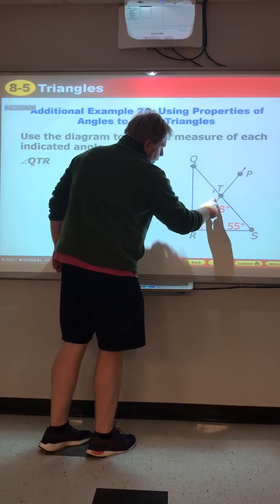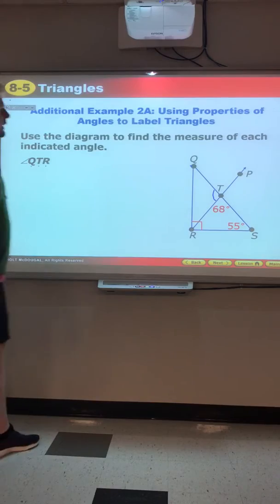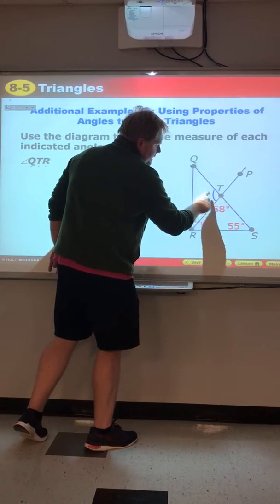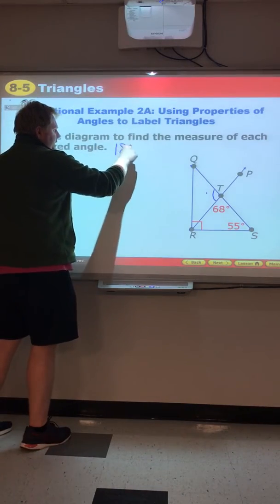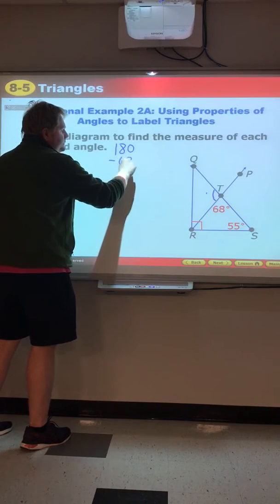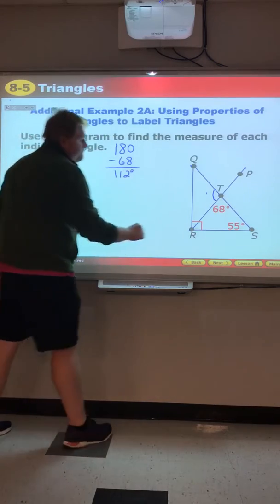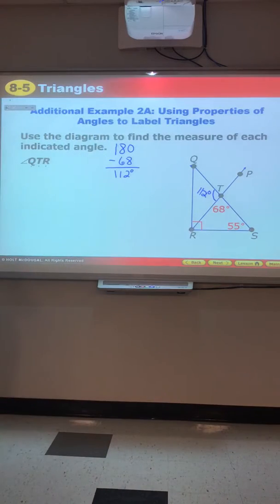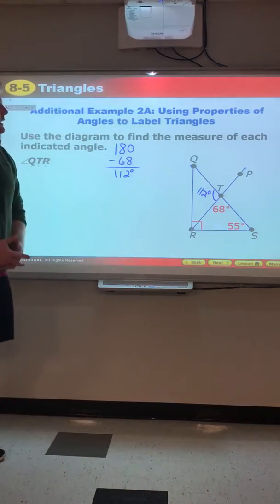QTR. We want to know that angle right there. Now hopefully you can see that QTS makes a straight line. So this is 68. How do I figure out what this is? 180 minus 68. That gives us 112 degrees. Well, that does look obtuse. So we can see triangle QTR is an obtuse triangle.